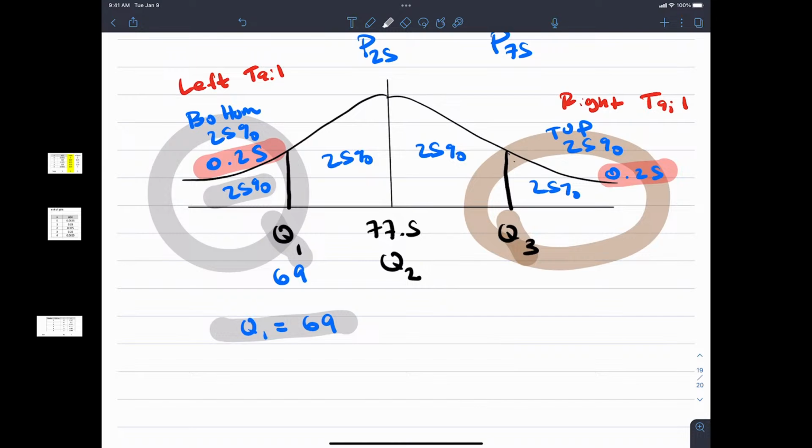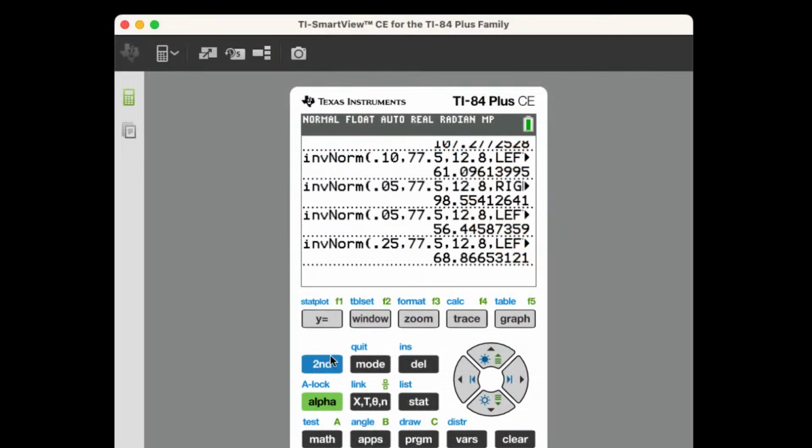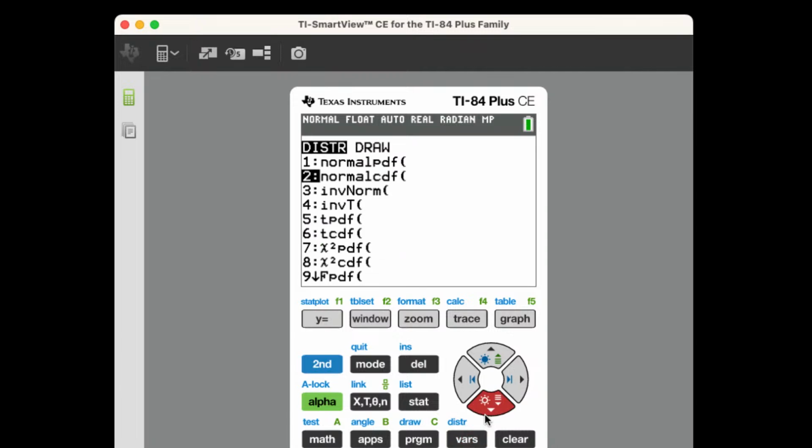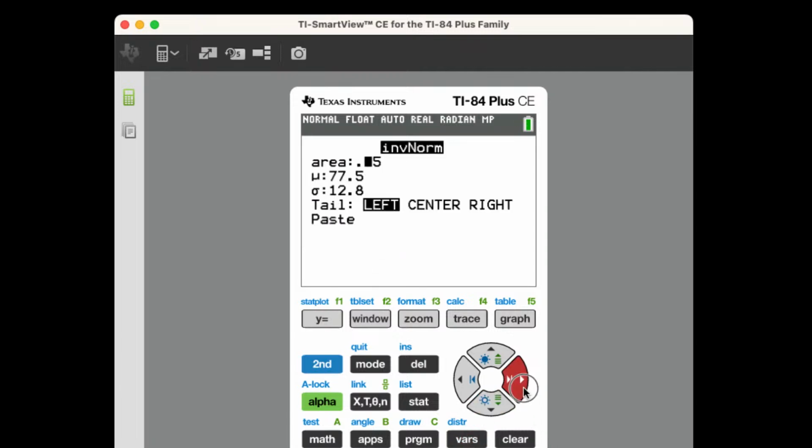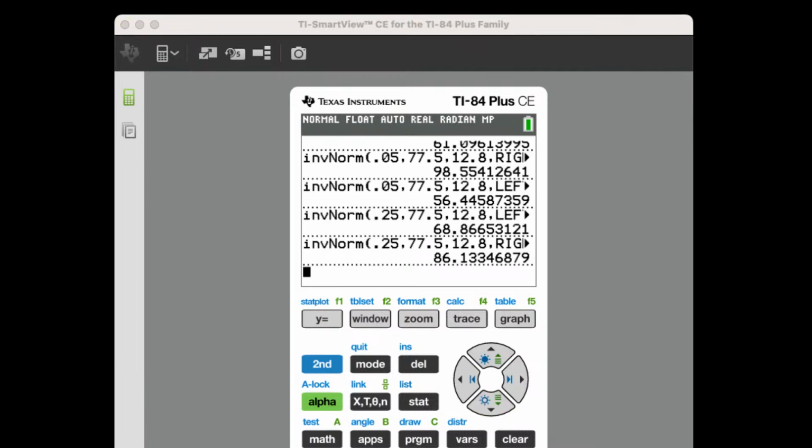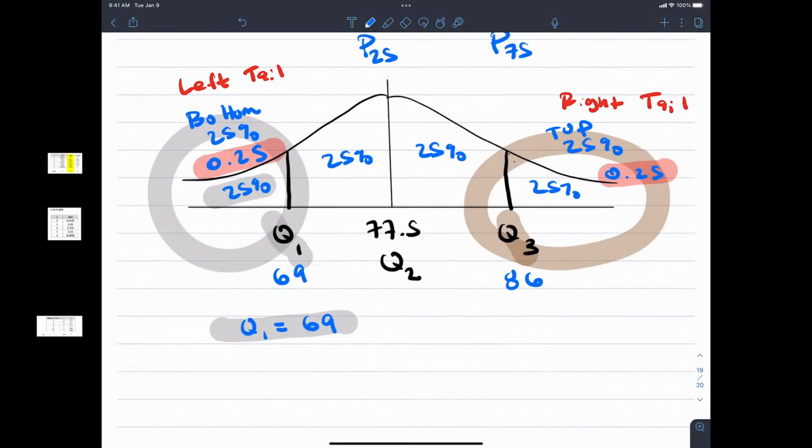Let's find Q3 now. What do you do for Q3? Second distribution, inverse norm, and that's still 25%, but now I go to the right. So that's going to be what number, to the nearest whole number? 86. Q3 equals 86. There you go.